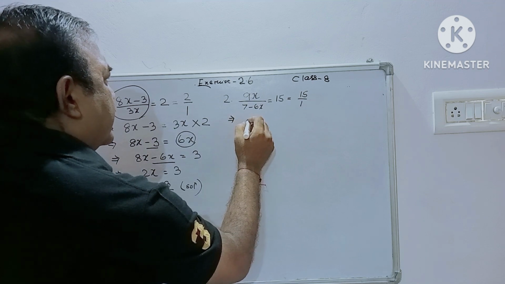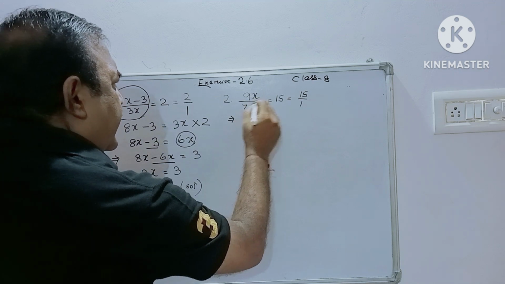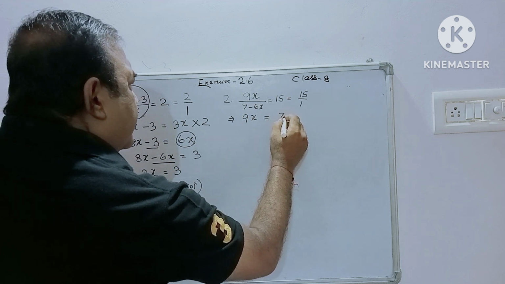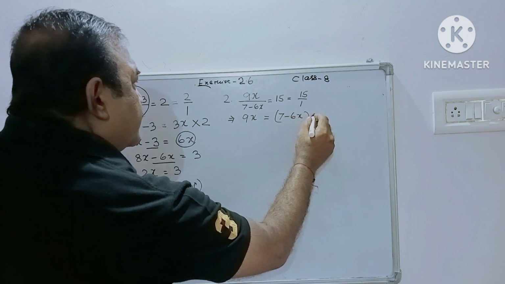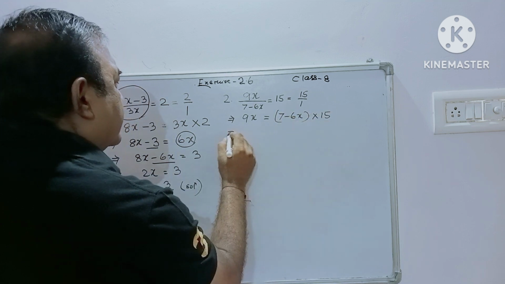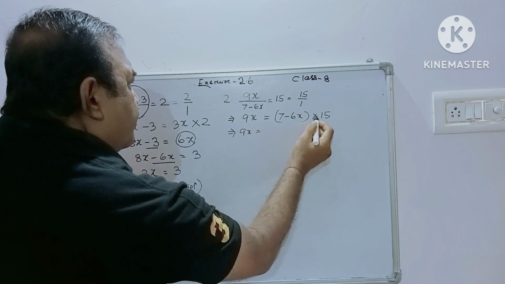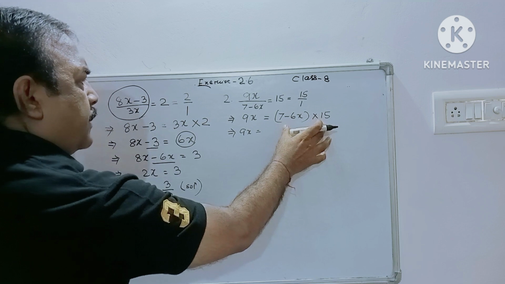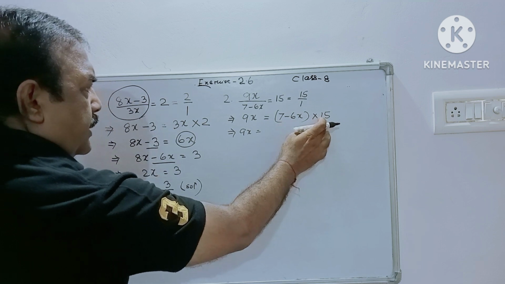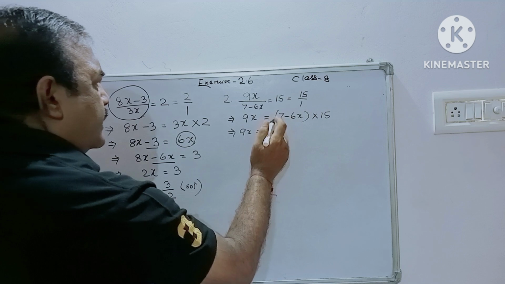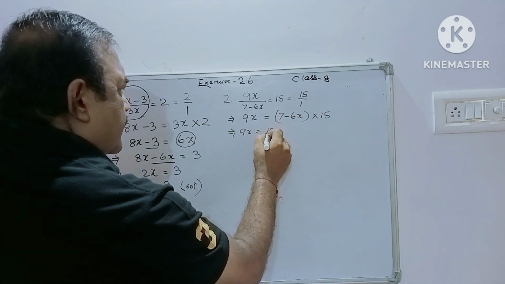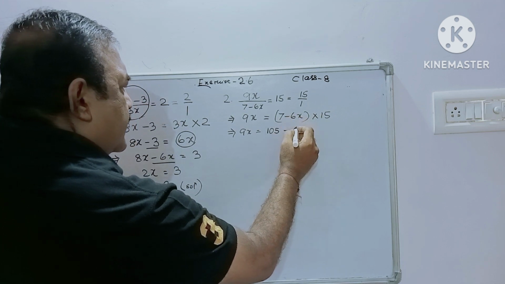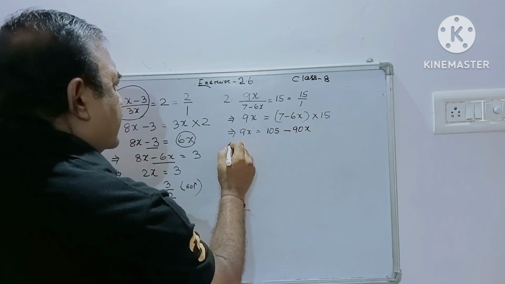That implies, you see, 9x into 1, that is 9x, is equal to (7 minus 6x) into 15. That implies 9x equals 15 into (7 minus 6x), that is a into (b minus c). This is the distributive property of multiplication over subtraction. So here you multiply 15 into 7, that is 105, minus 15 into 6x, that is 90x.